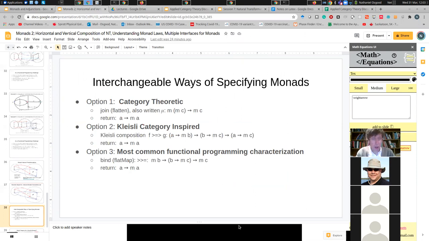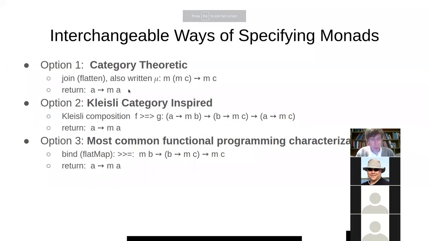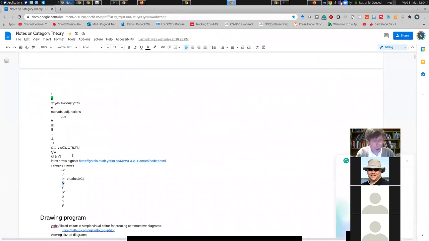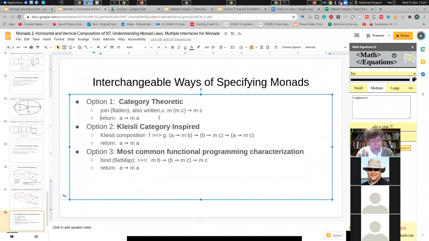We will next time be talking more about these interchangeable ways of specifying monads and look at some examples, now that we've paid off that tech debt. We're going to see how there are really three ways. The first is the one inspired by what we've been working with here: we have mu and eta. I should really say eta here. Another way we might specify things is with Kleisli arrows and the Kleisli composition operator, the fish operator, shown there.